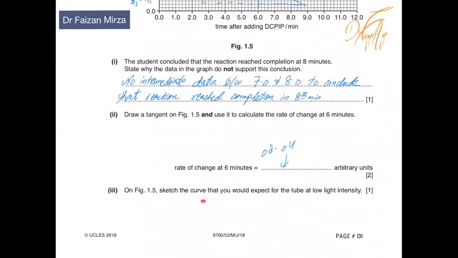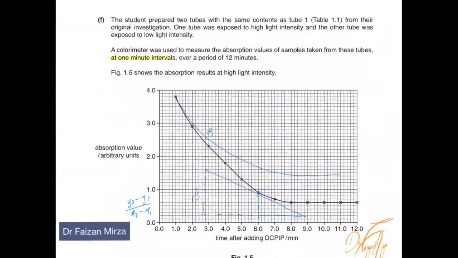On figure 1.5, sketch the curve that you would expect in the tube at low light intensity. So in the low light intensity, the graph should shift upwards towards the right. If it was asked for the higher light intensity, it would have shifted lower and should have come below this, somewhere here. Since it's a low light intensity, it should go up and decrease gradually, a bit slower as compared to the actual graph, and it should also plateau. It should also become constant, similar to the graph here. So the shape should be similar.